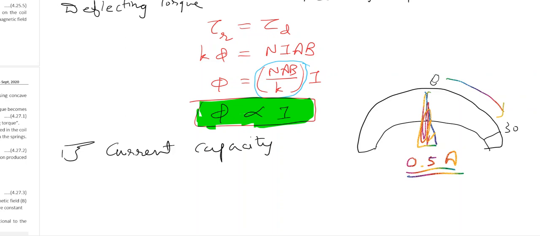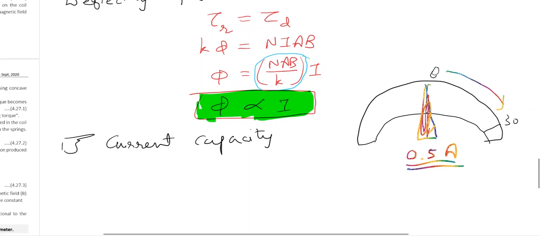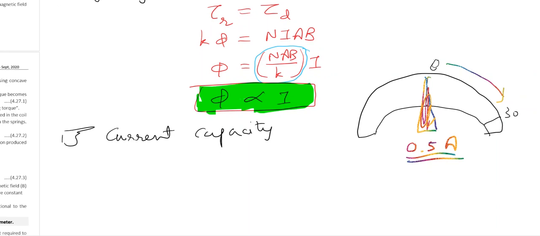So what do you mean by current capacity? Current capacity means the current required to get full scale deflection. So unit of current capacity is ampere. How much current you need to get full scale deflection? In this case it is half ampere, so half ampere is current capacity.